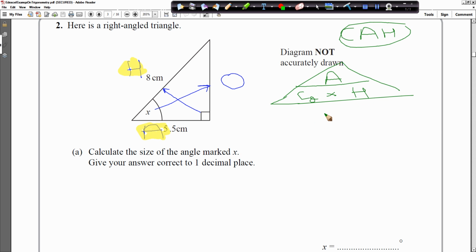Okay. Now we want to work out the angle. If you want to work out the angle, it is this part here. We don't know that part. We know the A and we know the H. So we're going to cover this up with our finger and see what we have left.